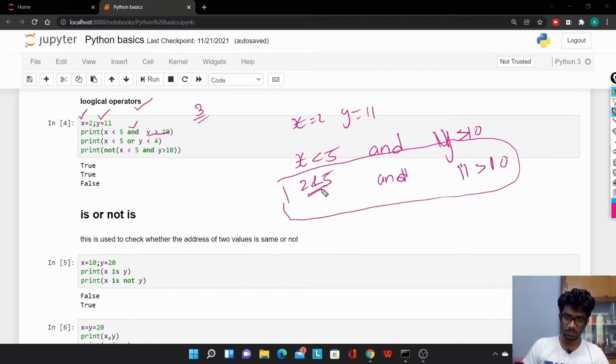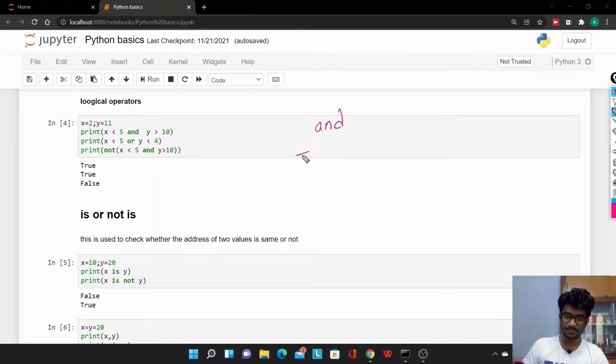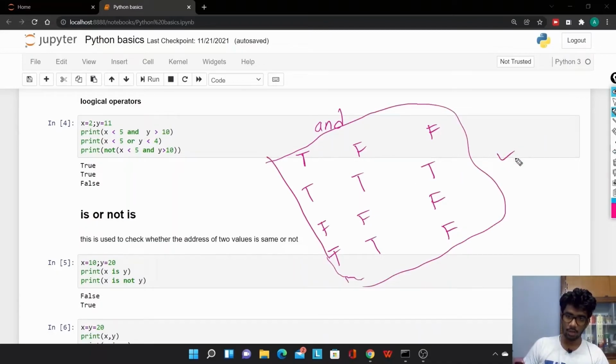When you observe, 2 less than 5 is true, so the first part is true. The second part, 11 greater than 10, is also true. So that's true and true, and that's the reason we are getting the output as true. The AND operator works like this. If the first part is true and the second part is false, the output is false. If the first part is true and the second part is true, the output is true. If the first part is false and the second part is false, the output is false. If the first part is false and the second part is true, even then the output is false. So this is how the AND operator works.